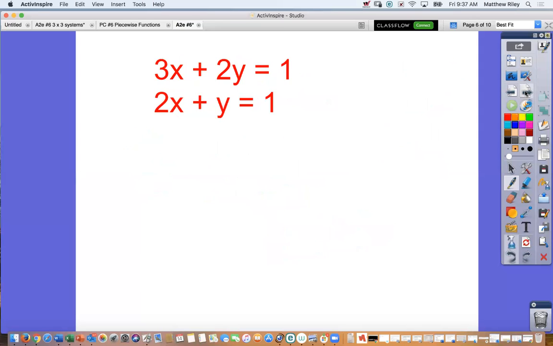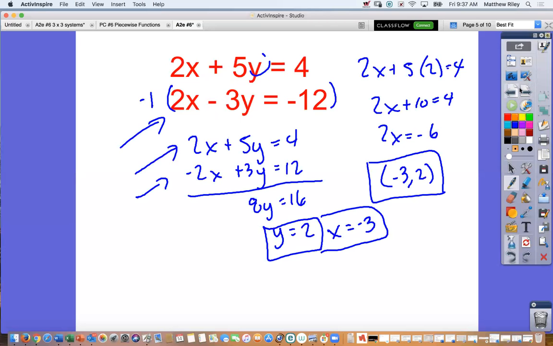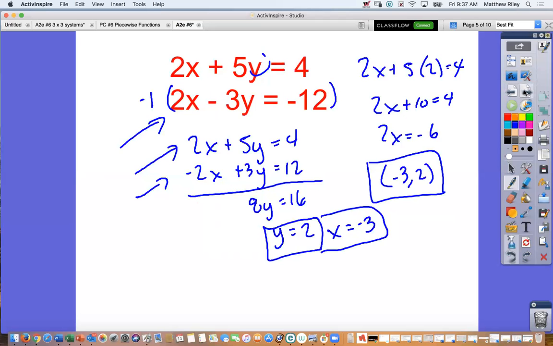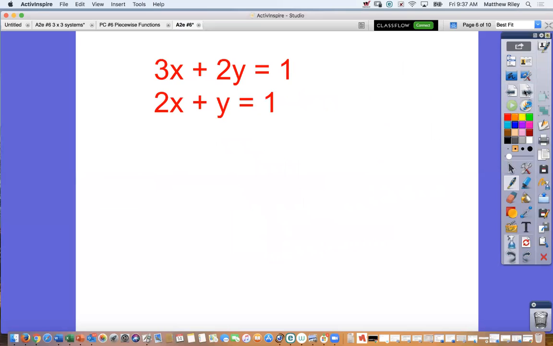Again, this one is way too easy. Hold on, let's see something. So this one's way too easy. Again, but just for good measure, what is easiest to get a set of opposites, the x's or the y's? The y's are easiest.